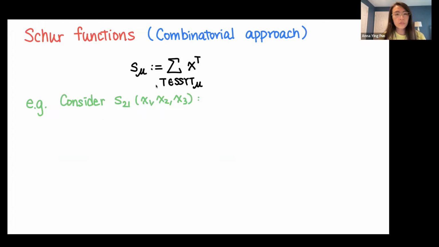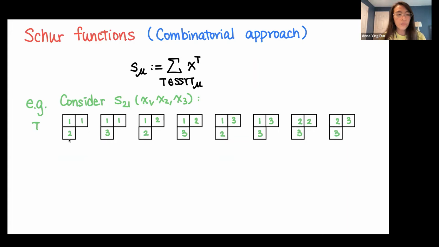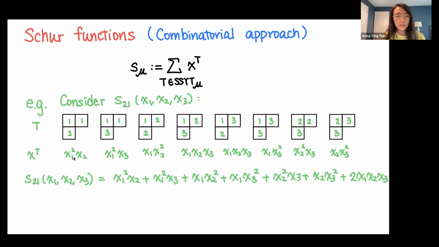Okay, so let me give you a full example. Say I want to just look at x1, x2, x3, and then I want s_21 in these 3 variables. What it means is that I have the shape 2, 1, and then I just fill in 1, 2, and 3, satisfying the weakly increasing rows and strictly increasing columns. And these are all the possible fillings. Each of them gives you a monomial. And then you just add them up. And then you get the Schur function s_21. So that would actually be the same as the irreducible character definition that John talked about in lecture 2.